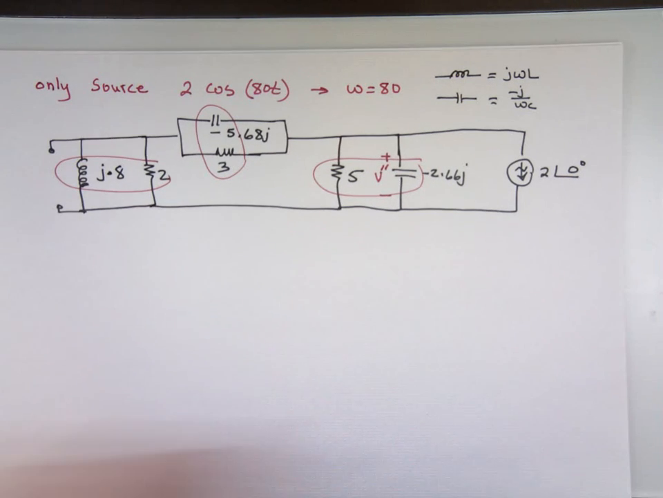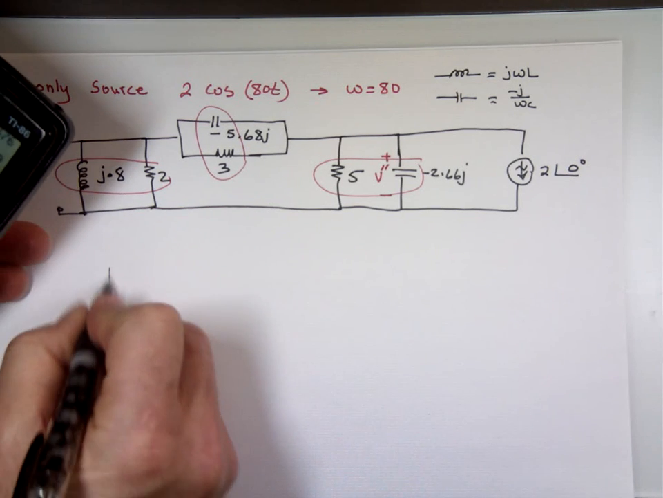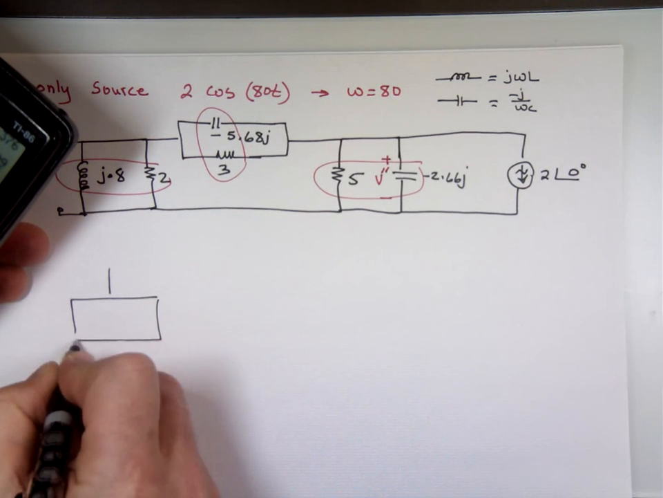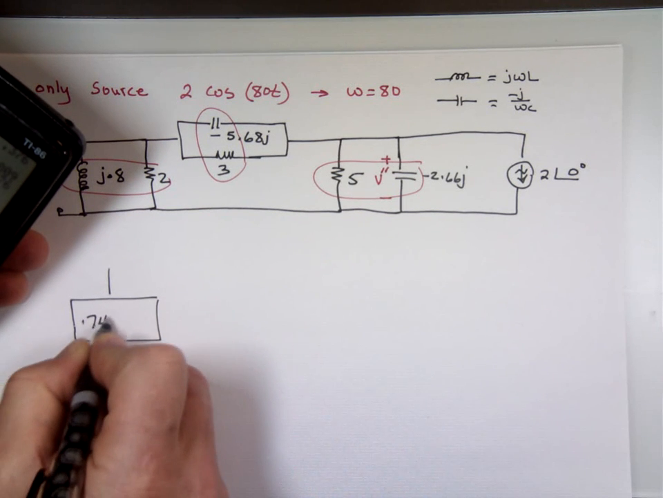So now the product over the sum: 2 times j0.8 is 0 comma 1.6, divided by the sum of them, 2 comma 0.8. And this one is 0.743, angle 68.2.